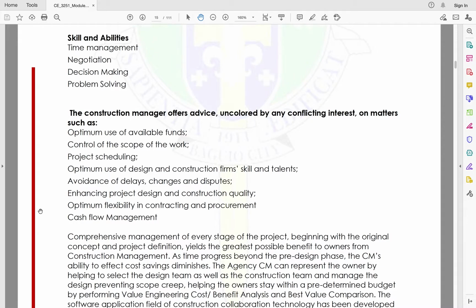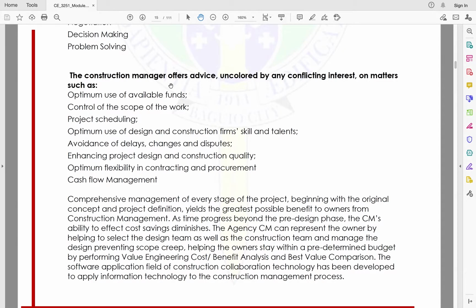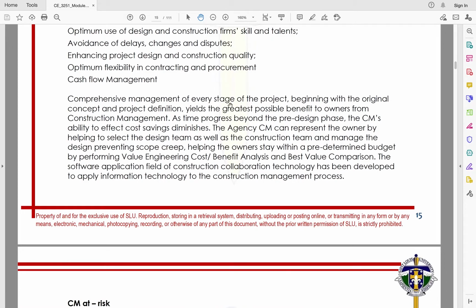Okay? Next is optimum flexibility in contracting and procurement. And next is cash flow management. So you should have a good advice on this. Okay? Next is comprehensive management on every stage of the project, beginning with the original concept and project definition, yields the greatest possible benefit to the owner from the construction management.